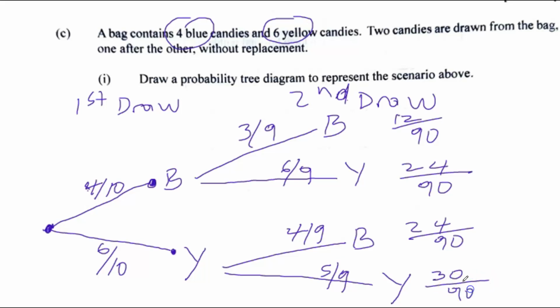And just to be certain, when you add all of these values, you should end up with 1. Alright, so 12 and 24, that's 36. 36 and 24, that's 60, 60 and 30. That's 90 over 90. So 1. So you should have 1. Alright, let's see what we're asked to do now.